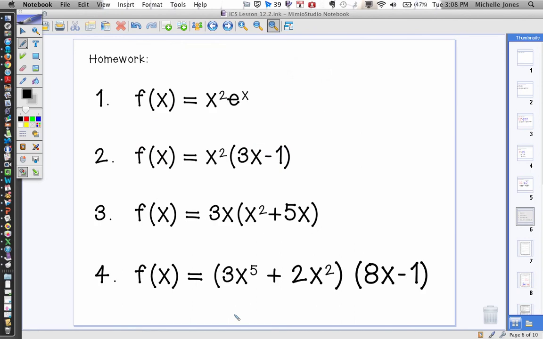So for homework tonight, I've got 4 that I want you to try. Your first one has e to the x in it. Don't forget, your derivative of e to the x is just e to the x. These are being multiplied. All right, so write these down. I'll check them tomorrow.